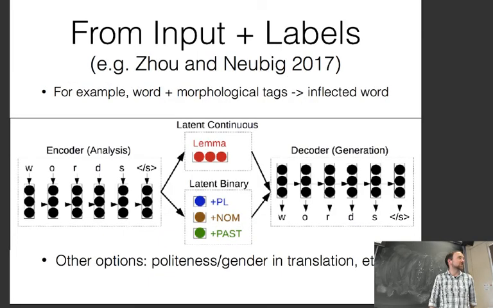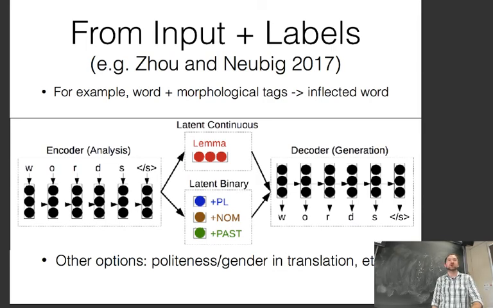This is another one. This is mine, and this is a shameless plug. But another thing that you can do is if you have tags and an input, you might want to generate from an input and labels. So there's a number of other examples like this.